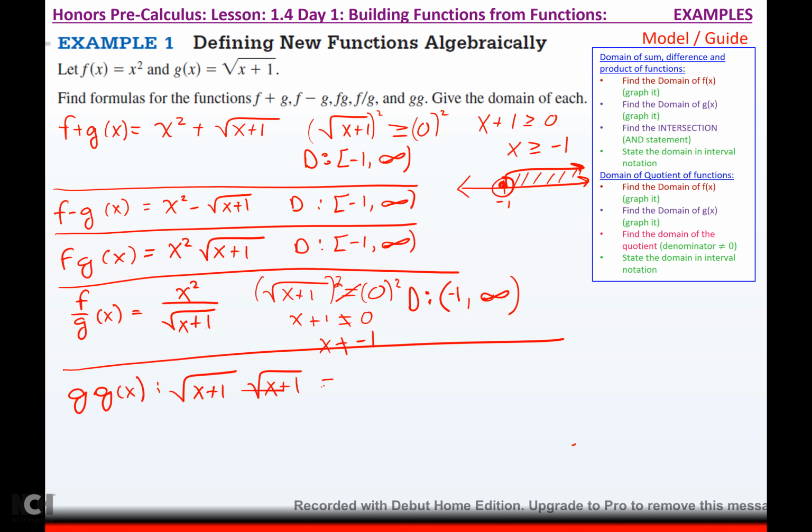Okay? And then it wants g times g, which means take the g function times itself. If I do that, a square root times the square root of the same thing is just itself. But I'm still going to have the domain restriction, even though the square root canceled out and it doesn't look like I have any drama anymore. That drama is still there, so I still have to say negative 1 to infinity.